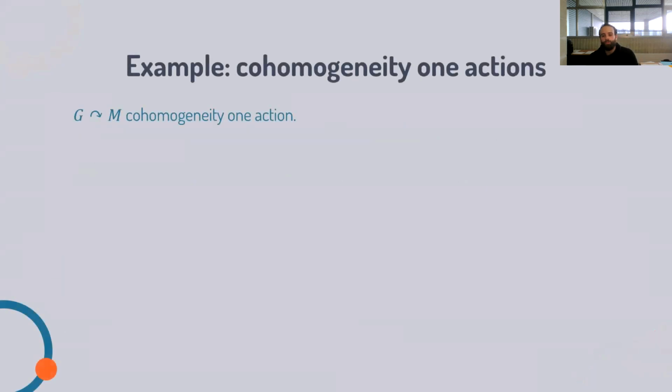The first one is the case in which we have the lowest cohomogeneity possible. These are the cohomogeneity one actions whose principal orbits are hypersurfaces. And we will see that, in fact, these actions are always polar. So why is this? Let's, again, take any point belonging to a principal orbit, and let's try to check if the set that we defined earlier is a section for the action.